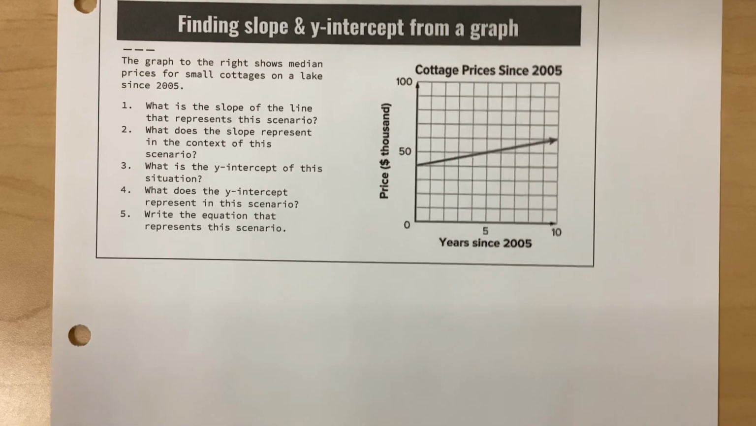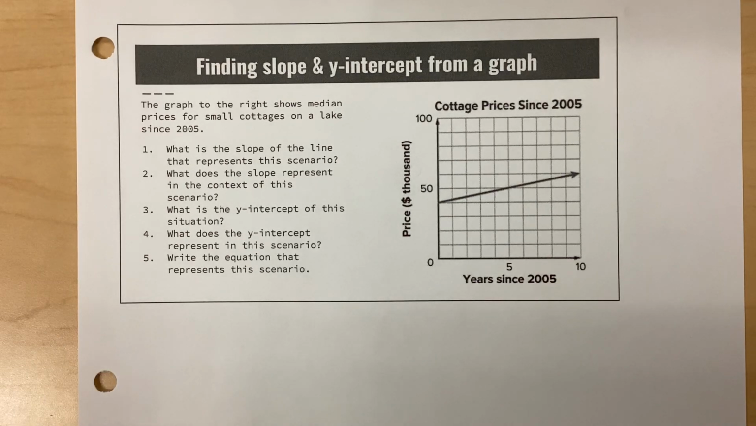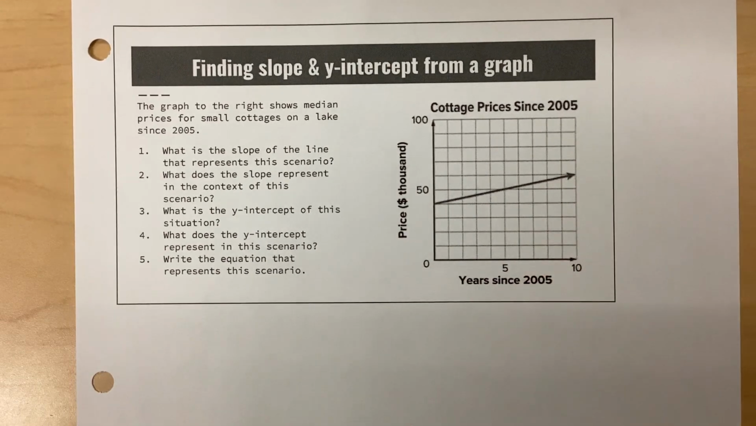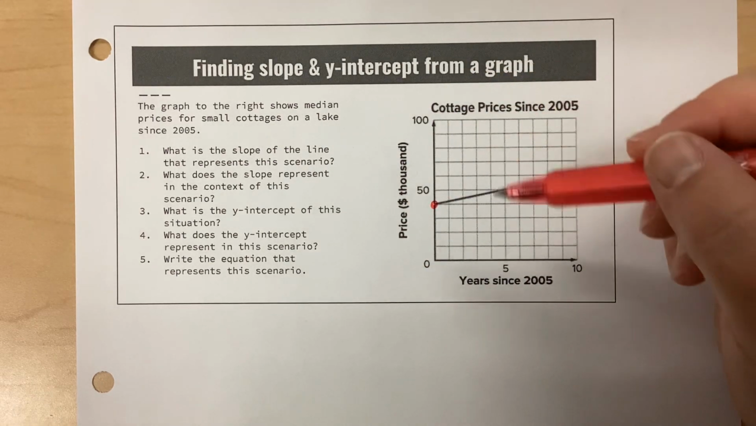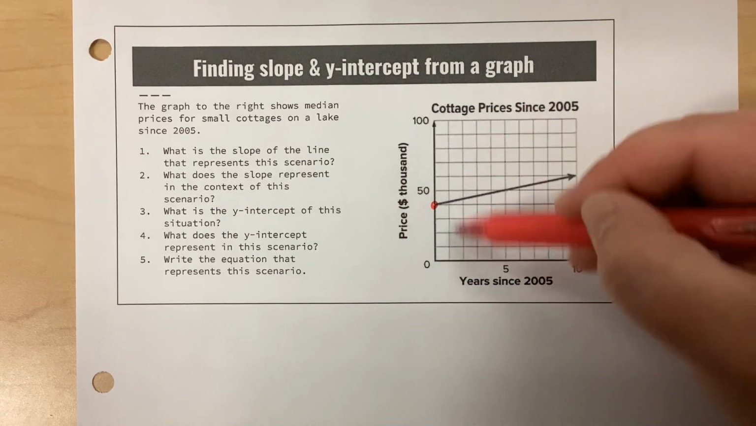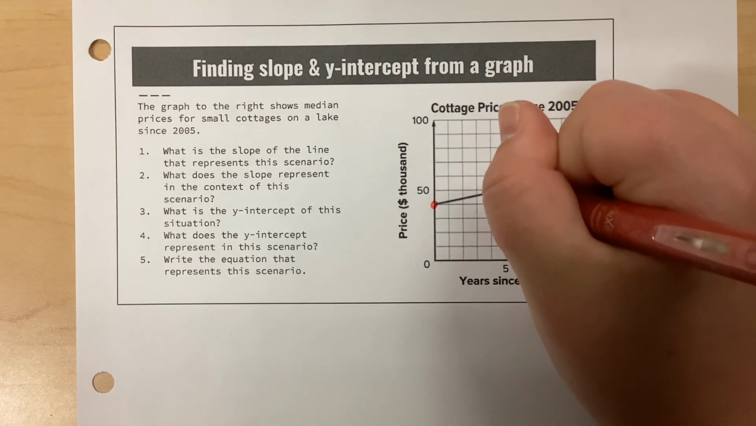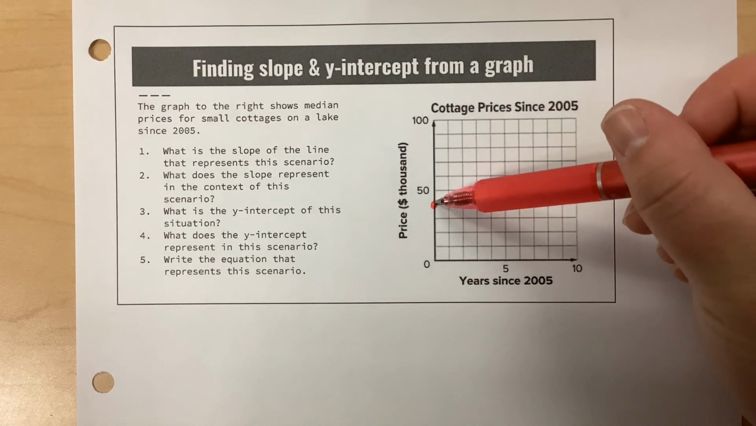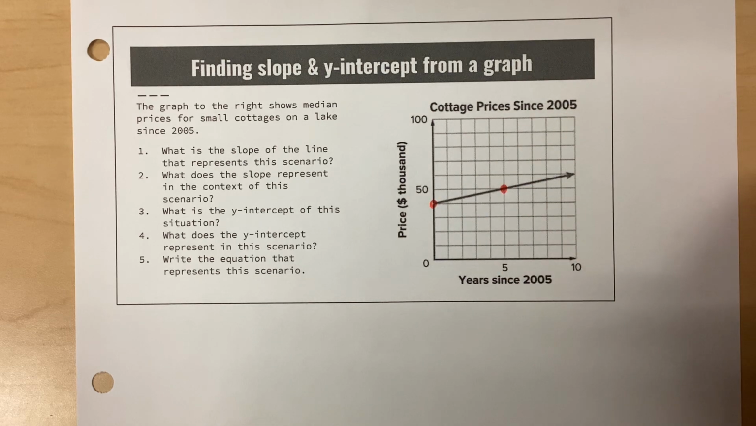The graph to the right shows the median prices for small cottages on a lake since 2005. Okay? What is the slope of the line that represents this scenario? Now this graph did not give us points this time, so we have to make our own. I try to use the y-intercept as much as possible, so if it's perfectly on the grid, I'm going to use that. And when I say the grid, I'm talking about these lighter lines here. You want to find a point that you could tell what the x and y value are of that point, so that's very easy for you to find the slope. The y-intercept is usually a good point, and this one here, I noticed that it is at 550, so I'm just going to go ahead and use that one.